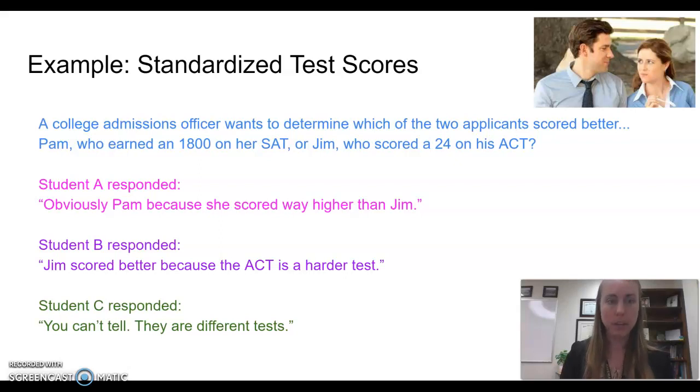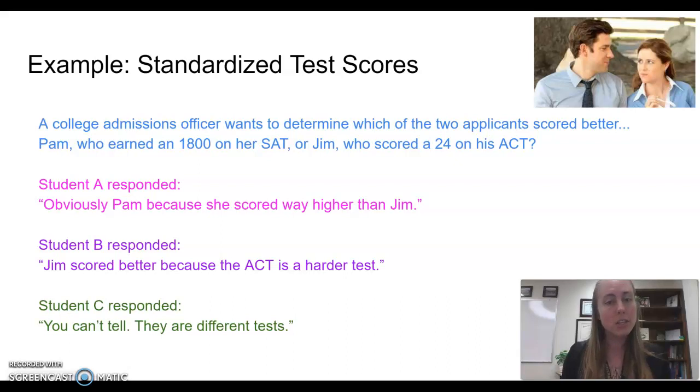For example, a college admissions officer wants to determine which of the two applicants scored better: Pam, who earned an 1800 on her SAT, or Jim, who scored a 24 on his ACT. Student A responded, obviously Pam, because 1800 is way higher than 24. Student B responded, Jim scored better because the ACT is a harder test. Student C responded, you can't tell, they are different tests.